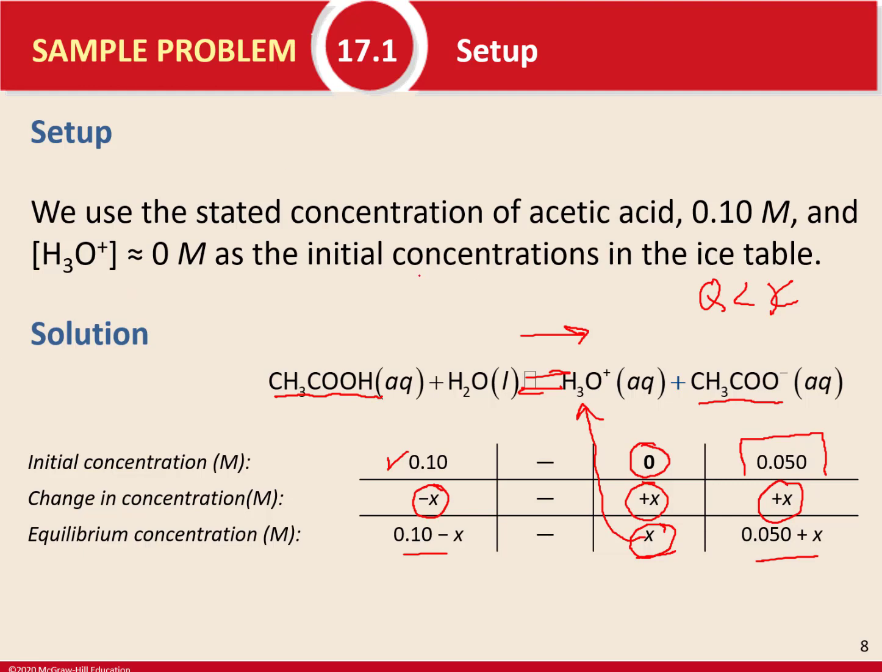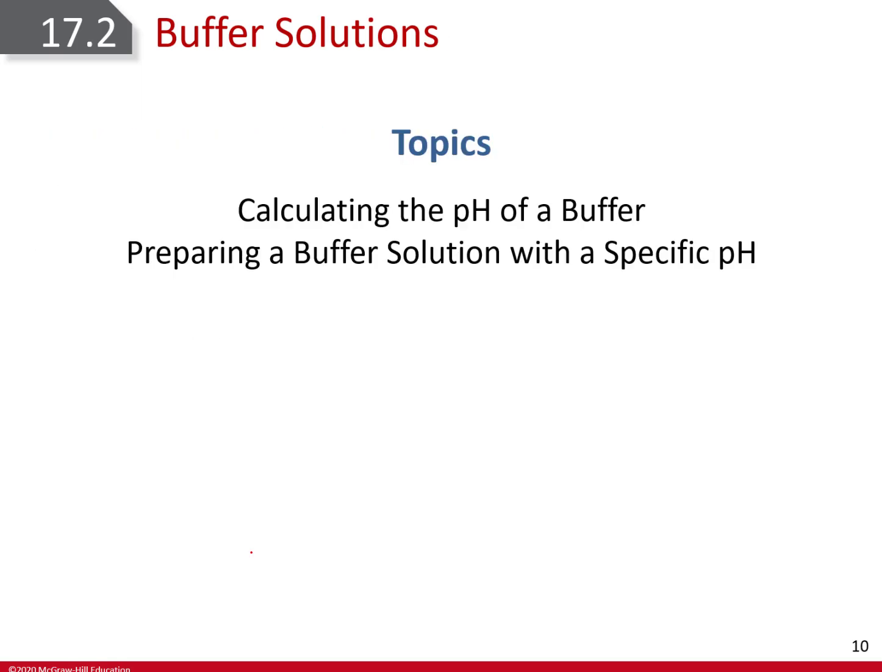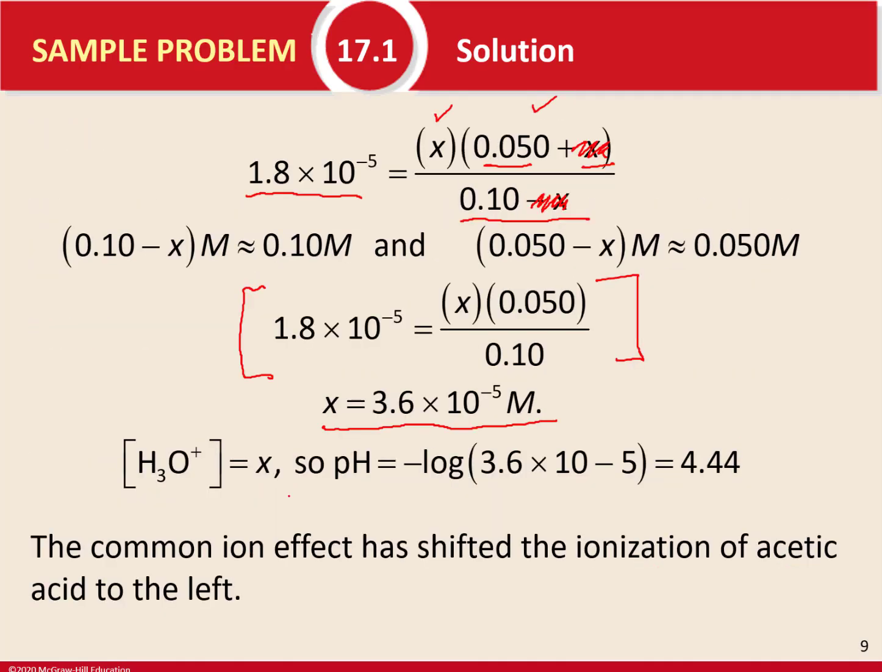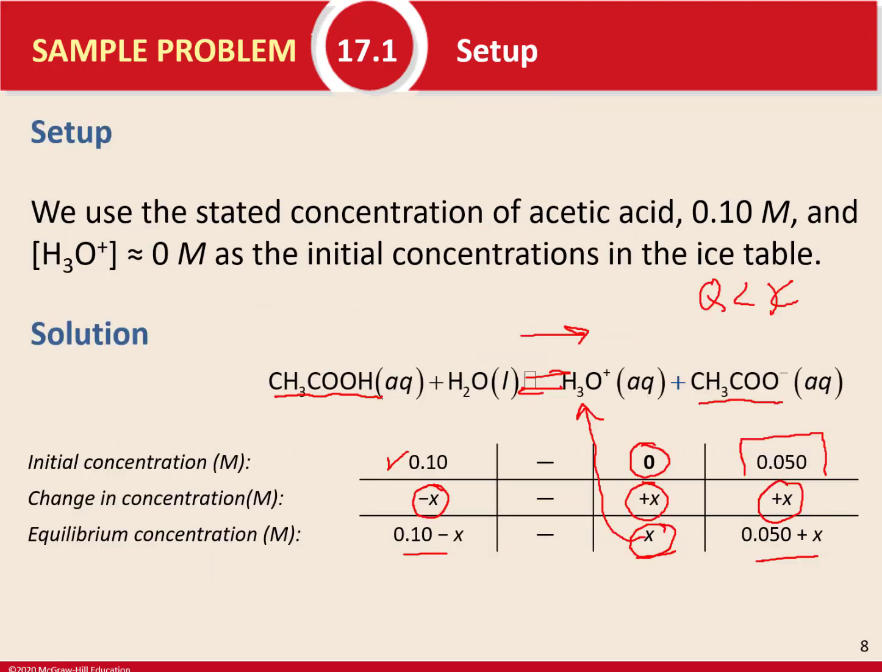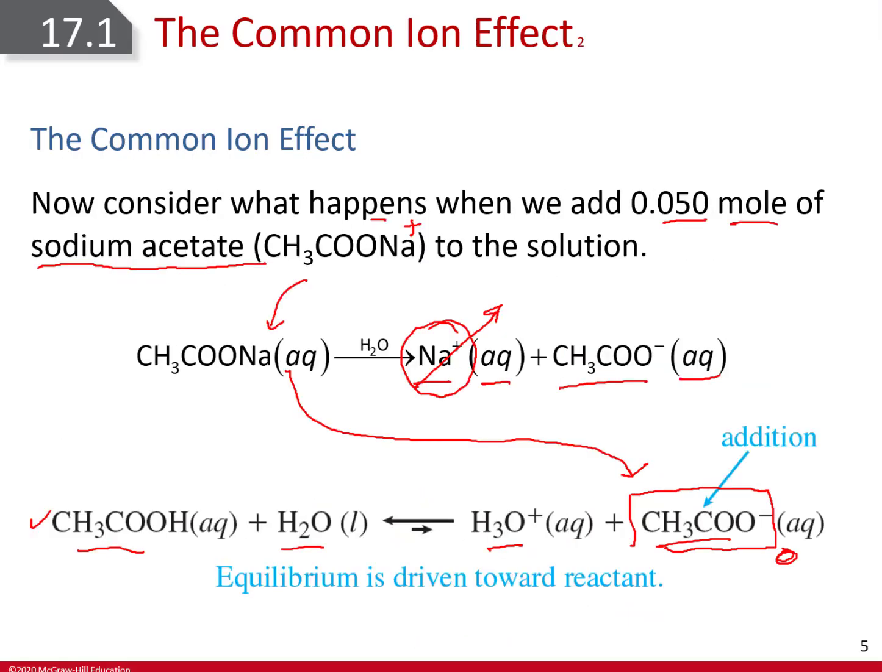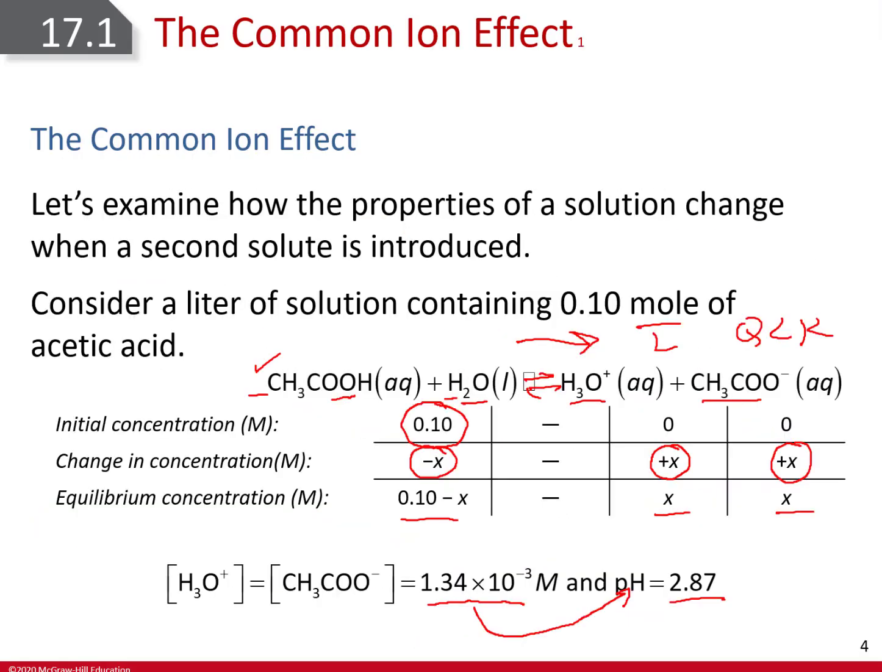And so knowing that that equals the hydronium ion concentration, we're ready to calculate the pH. So negative log of 3.6 times 10 to the negative fifth equals 4.44. Oh, 4.44. What was it before when it was just pure acetic acid? Well, let's go back and look. When it was pure acetic acid, we got a pH of 2.87.